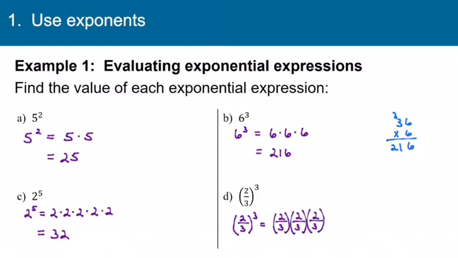Now we know that to multiply fractions together, we multiply tops and then we multiply bottoms. So in the top, 2 times 2 is 4 times this next 2 makes 8. And in the denominator, 3 times 3 is 9 times this next 3 makes 27. So 2/3 cubed turns out to be 8/27.